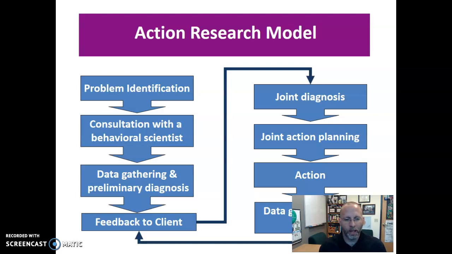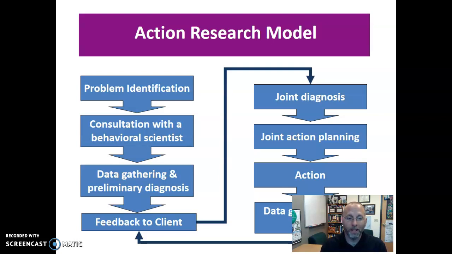Okay, so if you look at this diagram of the action research model, and you may recall in the previous lecture in the history of OD, there was a brief little piece in that diagram that talked about action research as being a really important form of OD that emerged several decades ago and has continued on to today. Well, here's the action research model.